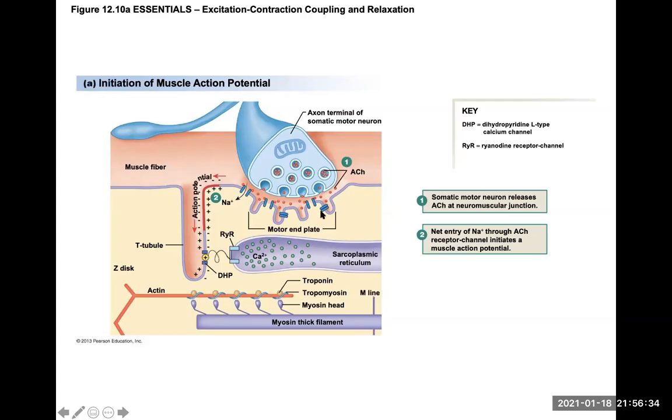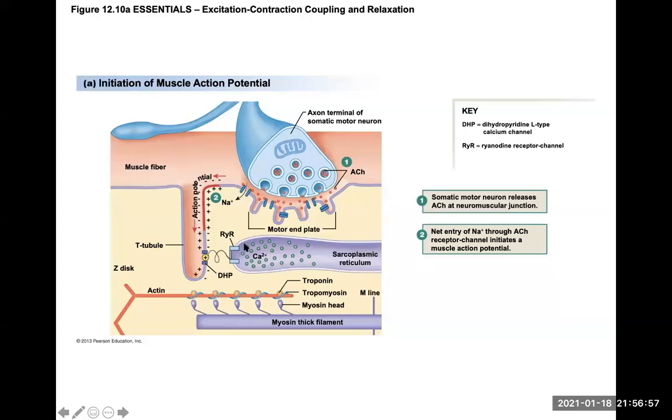When the neurotransmitter binds to the receptors in the postsynaptic membrane, an action potential gets fired and it travels down the T tubule. Again, you guys, the T is the transverse. So the action potential, if you guys are tracking, a chemical signal got converted into an electrical signal in the form of an action potential, and it's going to travel down the T tubule.